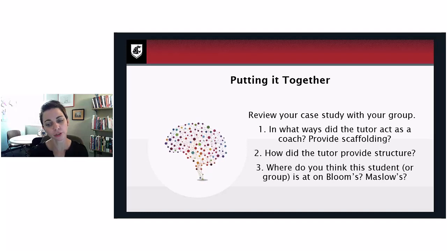But if there's not much for Bloom's or Maslow's for that assessment piece, ask yourself or respond with questions that you could have asked the student, or what you would want to know more about in order to make that assessment. So I hope that makes sense. I'm flexible with these questions, so just respond in a way that makes the most sense for you. And go ahead and pause this recording now so that you can do that.